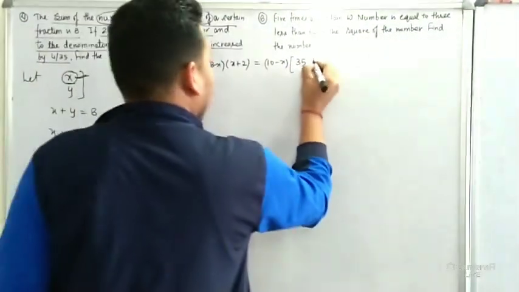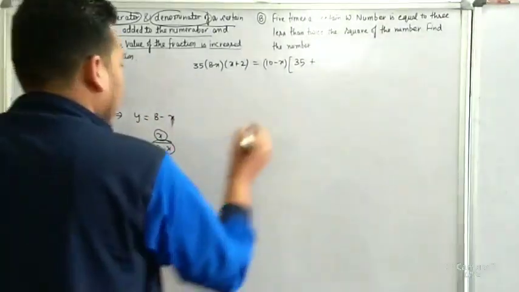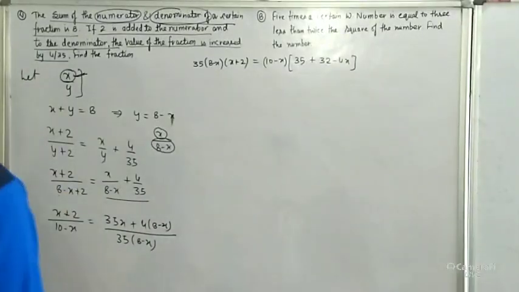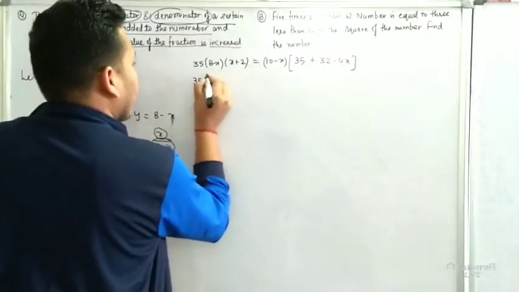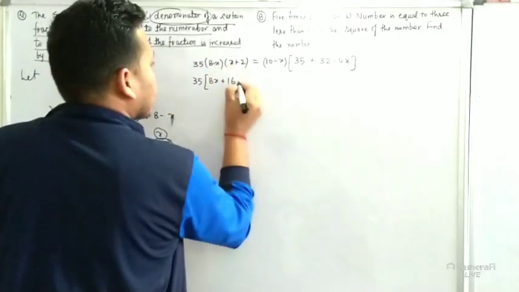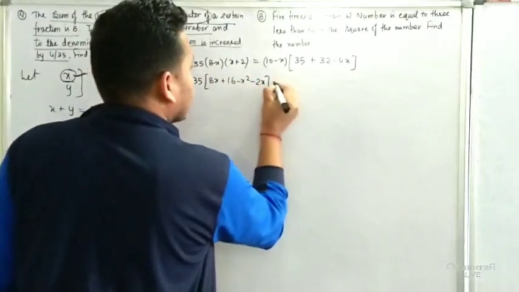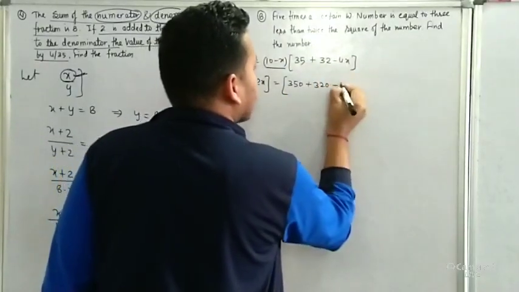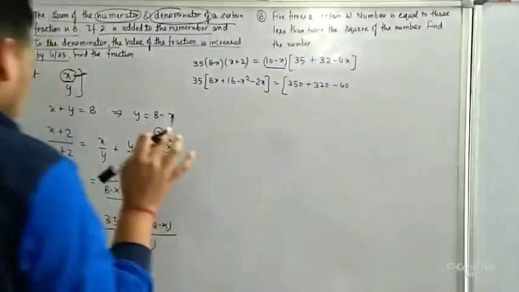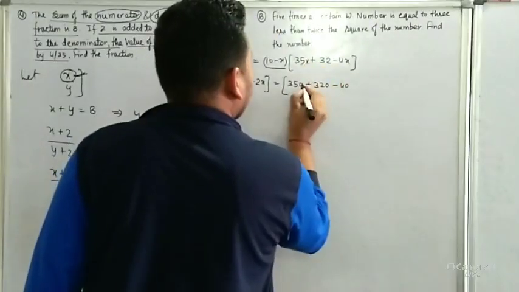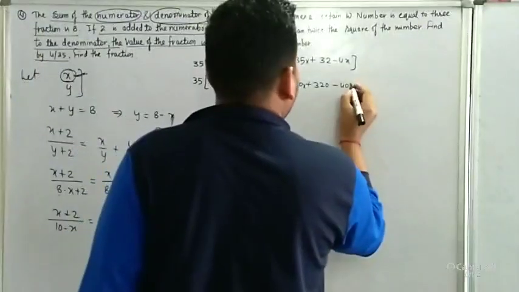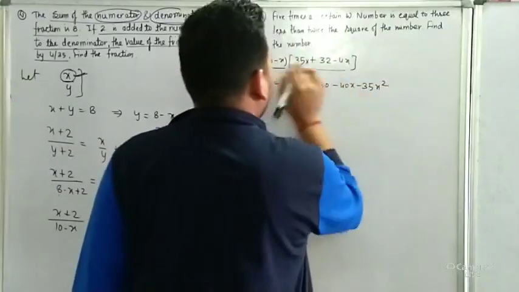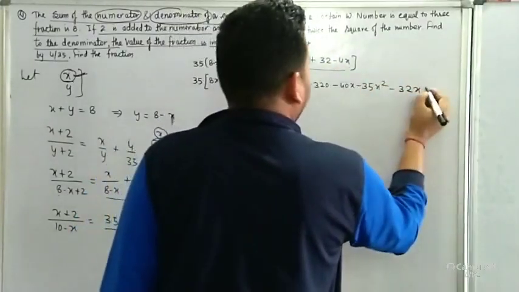We can multiply 4 into 8, which is 32, and minus 4x. On solving the left hand side and right hand side, multiplying gives 35 into 8 into x, 8x, next plus 8 into 2, 16, minus x square, then minus 2x. This is equal to 10 multiplied with the whole bracket: 350x, next plus 320, 10 multiplied by minus 4x, minus 40x. Then the remaining x is multiplied with the whole bracket and the negative sign: minus 35x square, minus 32x, and plus 4x square.